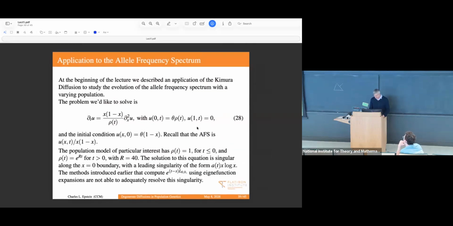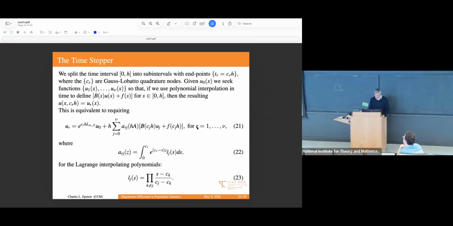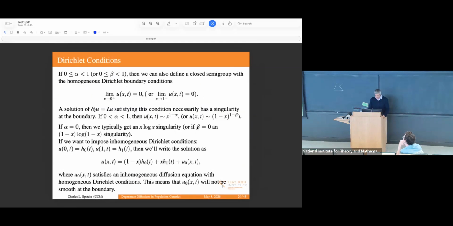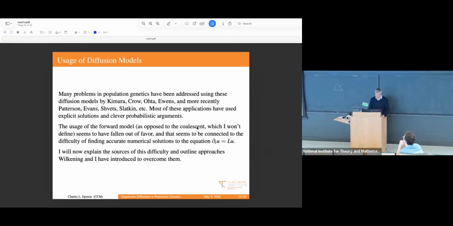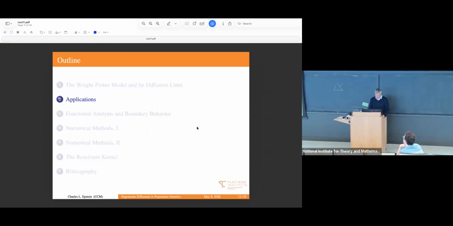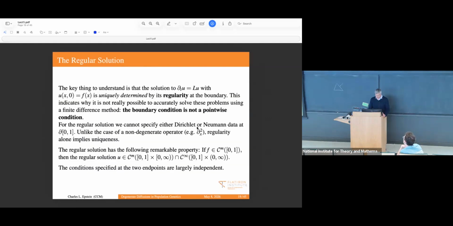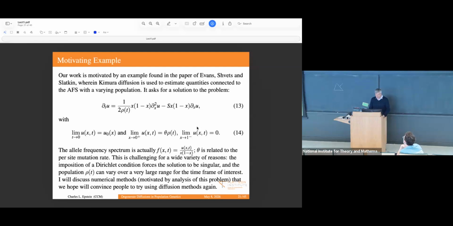If we go back to this Evans and Schvetz problem, what you're doing is you're looking at this population where you know that as time progresses, more and more mutations are arising. And they arise at a certain rate, which is just proportional to the population size. So that's why it's theta rho of t.